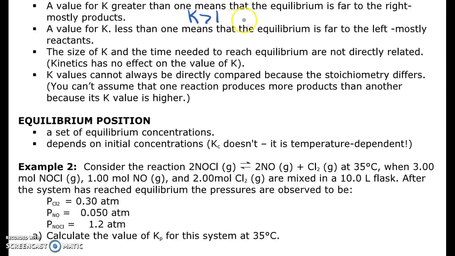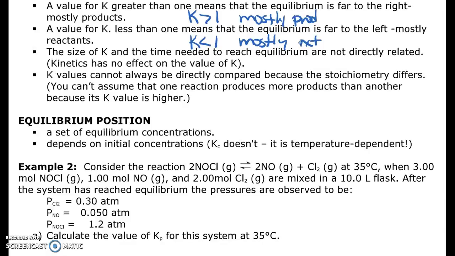So it's literally mostly products in the beaker or the flask. Even though it's in equilibrium, the equilibrium exists as lots of products. A K value less than 1 is going to be the opposite, so mostly reactants. Even though you have lots of reactants around and only a few product molecules, it's still in equilibrium.